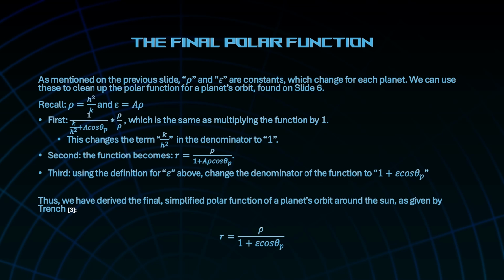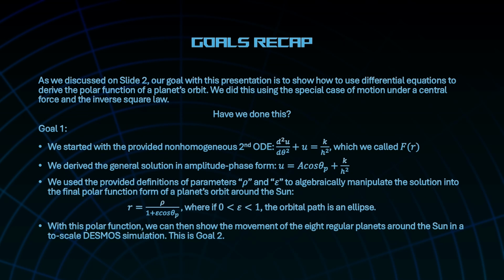function is an ellipse. To recap, we started with a non-homogeneous second-order differential equation, which we called big F of r, and then found the amplitude phase form of that equation's general solution. Then we converted that solution to the polar form of a planet's orbit, which we can use in DESMOS to simulate the planet's orbits around the Sun.